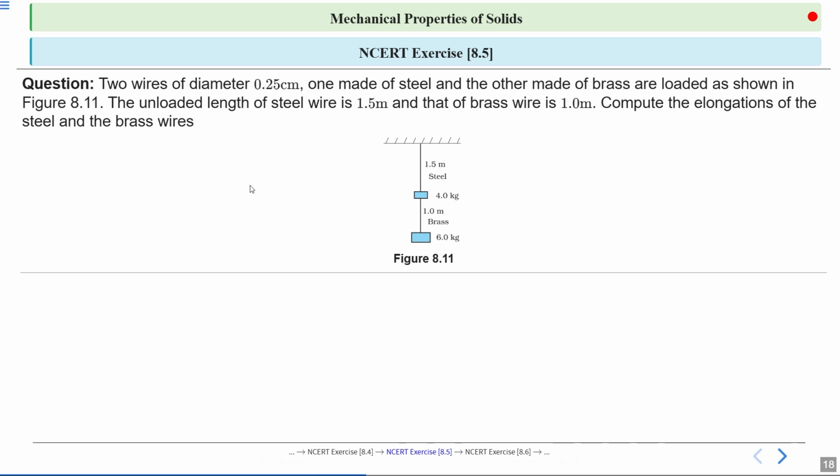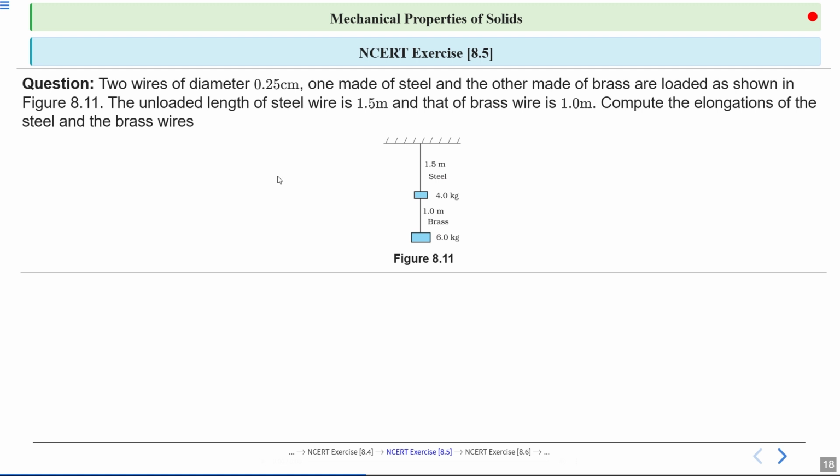Two wires of diameter 0.25 cm, one made of steel and the other made of brass, are loaded as shown in figure 8.11. The unloaded length of steel wire is 1.5 meter and that of brass wire is 1.0 meter. Compute the elongations of the steel and the brass wires.